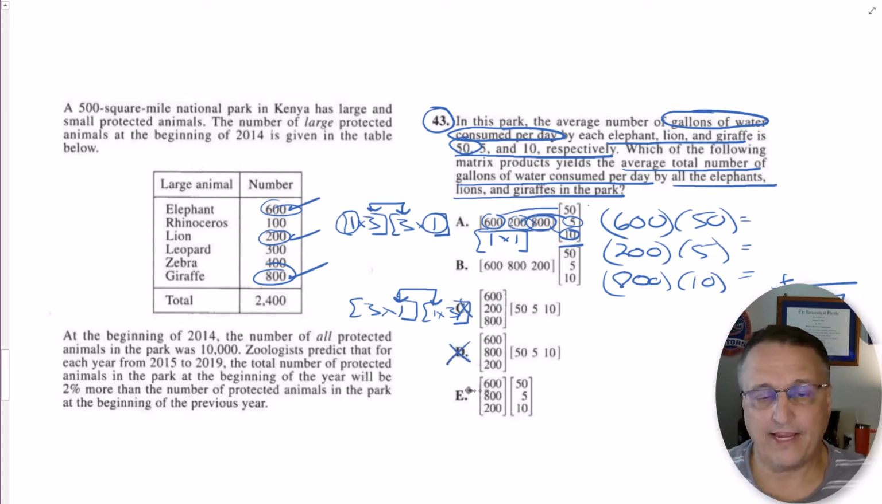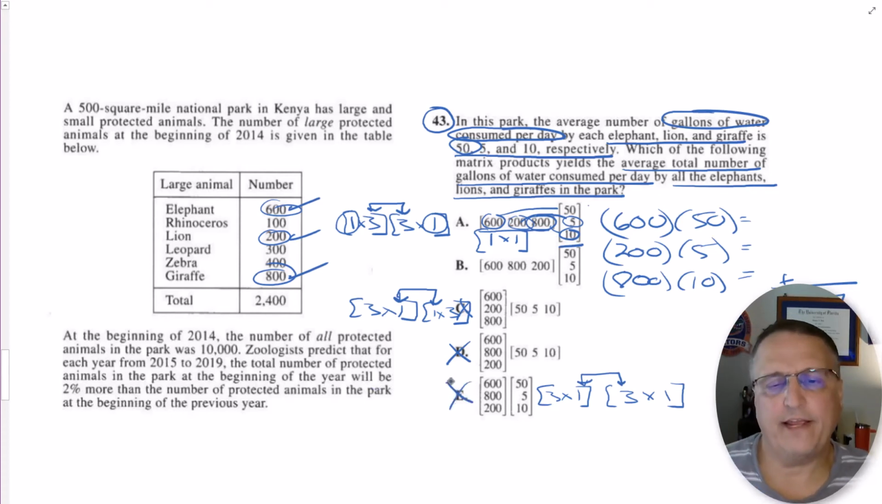This one as well, I can't even do this matrix multiplication for answer E. I cannot take a 3 row by 1 matrix and multiply it by a 3 row by 1 matrix. I do not have a match between the columns and the rows of the first and the second matrices, so it's not even an option.